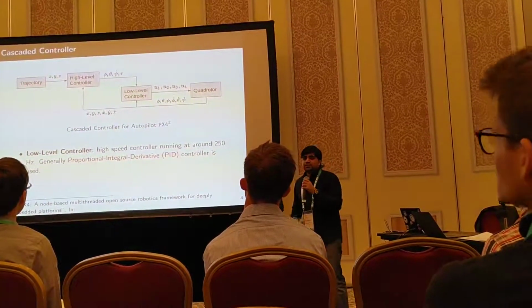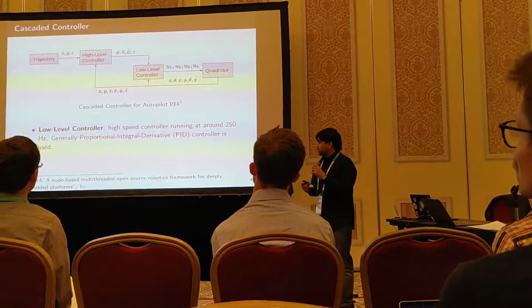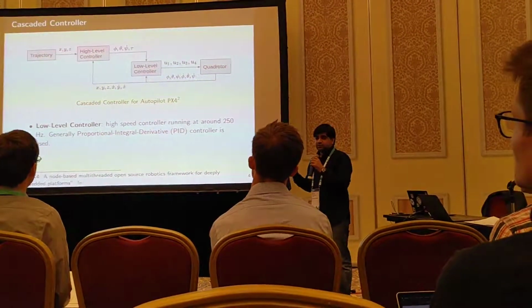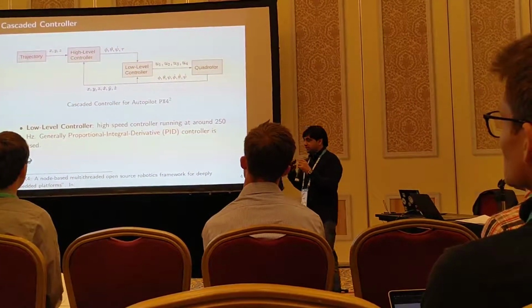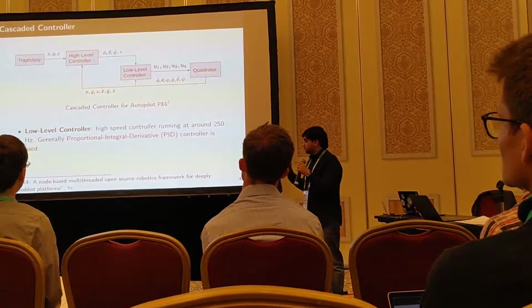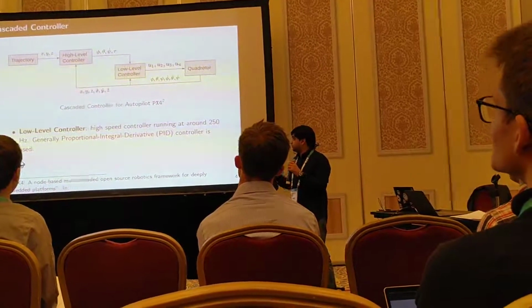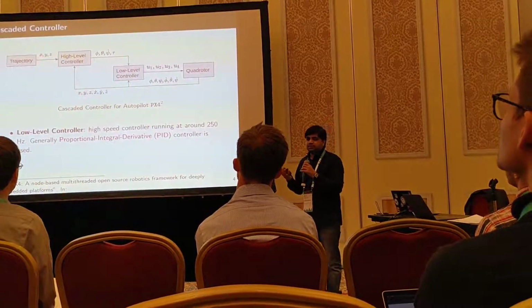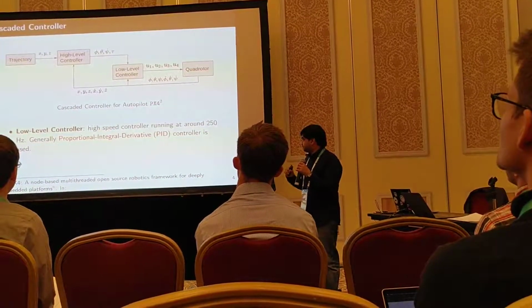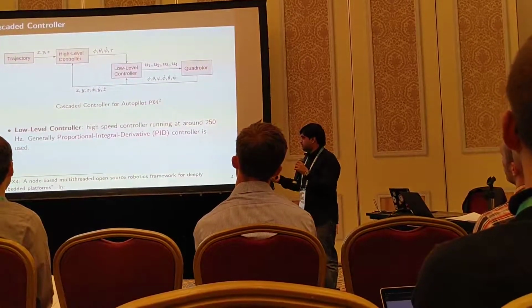The low-level controllers generally have to run at a very high speed because they control the rotor speeds, so they have to be very responsive. You cannot have a controller that takes a lot of time to compute the controls. Generally, we use a PID controller at this low level, and they run at approximately 250 Hz, which is the normal rate at which these low-level controllers run.